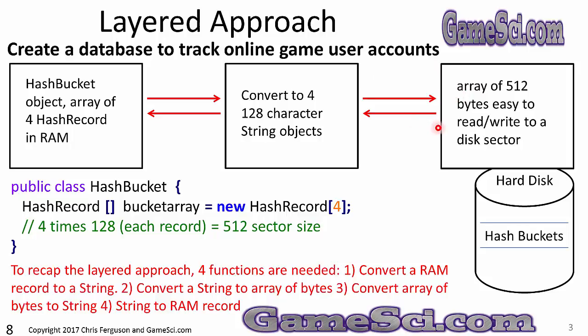Going the other direction during a read, I need to convert an array of bytes to a string. Take a chunk of memory from the byte array and convert it back to a 128 character string. That 128 character string will represent one record in the database. Then write a string to RAM record method and you're done. Let's use this layer approach to make it easier to develop newer and powerful versions of our database.